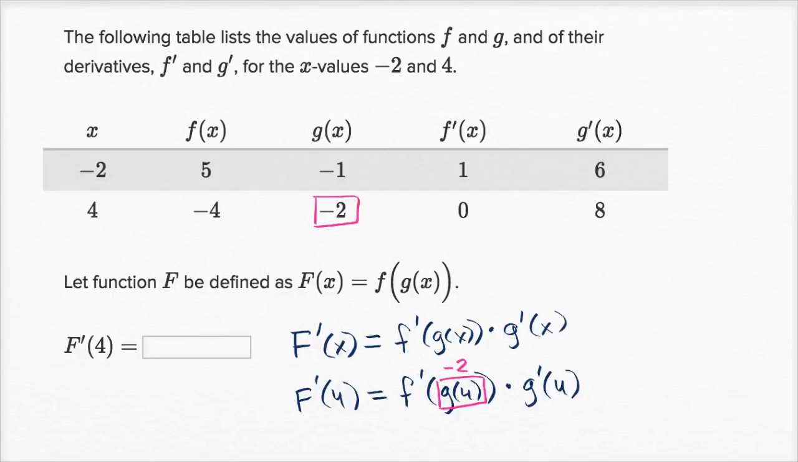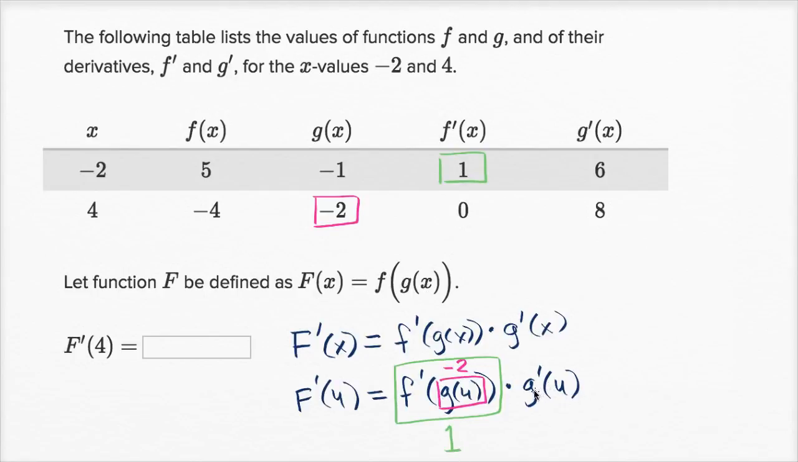So what is f prime of -2? Well, when x is equal to -2, f prime is equal to 1. So this right over here is f prime of -2. That is equal to 1.